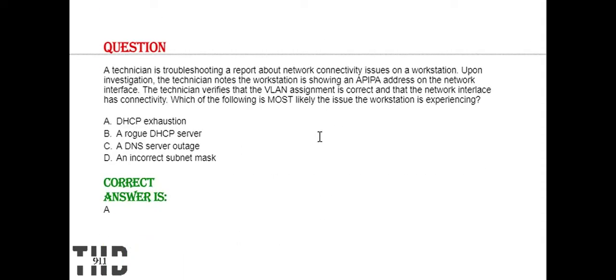A technician is troubleshooting a report about network connectivity issues in a workstation. Upon investigation, the technician notes the workstation is showing an APIPA address on the network interface. The technician verifies that the VLAN assignment is correct and that the network interface has connectivity. Which of the following is most likely the issue the workstation is experiencing? Option A, DHCP exhaustion. Option B, a rogue DHCP server. Option C, a DNS server outage. Option D, an incorrect subnet mask. The correct answer is option A.